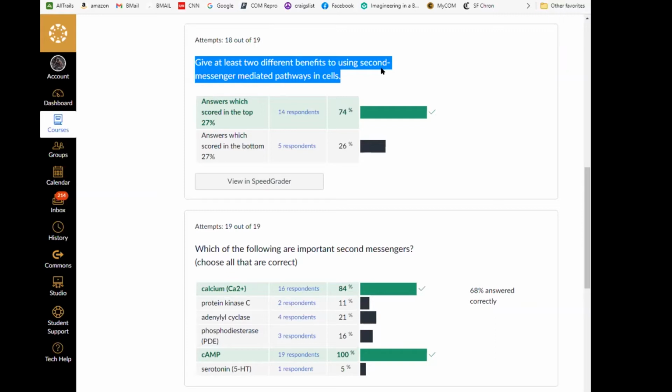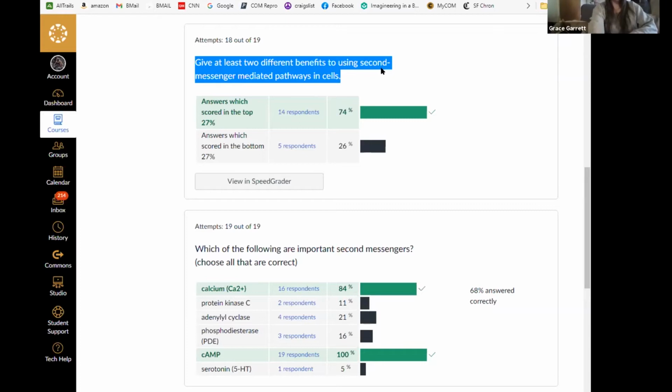Increasing control. There are a lot of opportunities for increased control. We talked about phosphodiesterase. You can have pathways that turn phosphodiesterase on or off, making another pathway more or less likely to continue on. Since there are so many moving parts in a second messenger pathway, there are lots of places you can come in and tweak it. What are some other benefits?